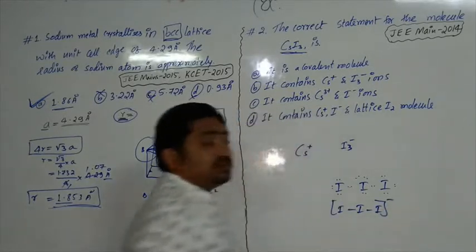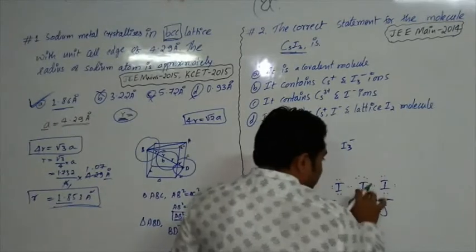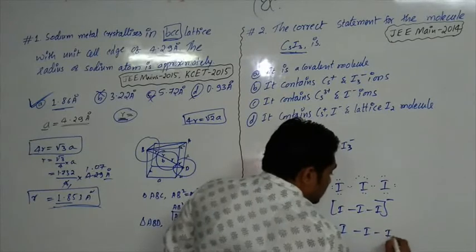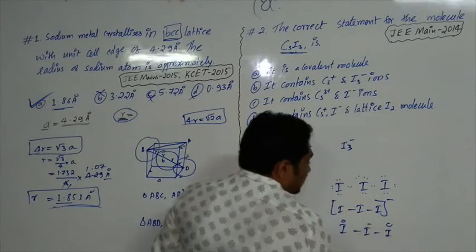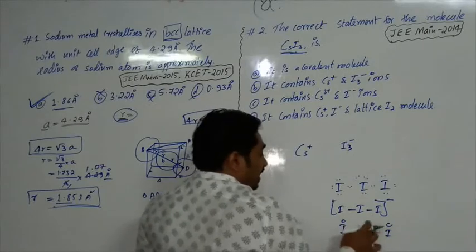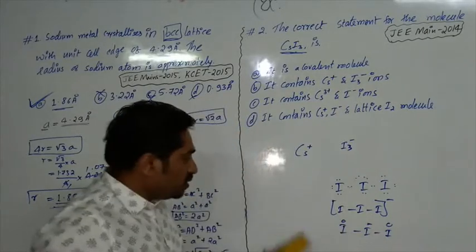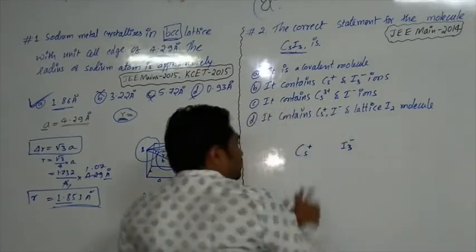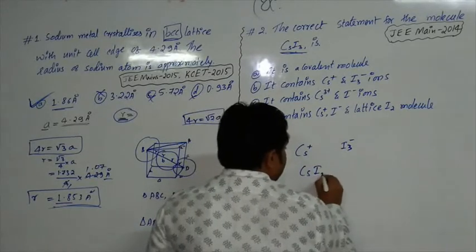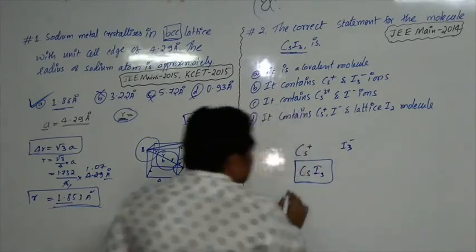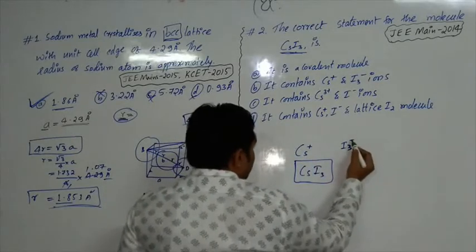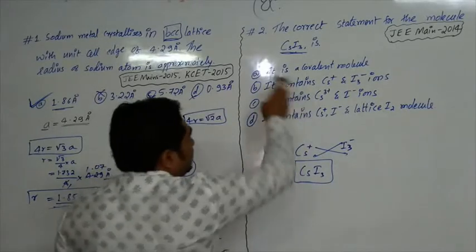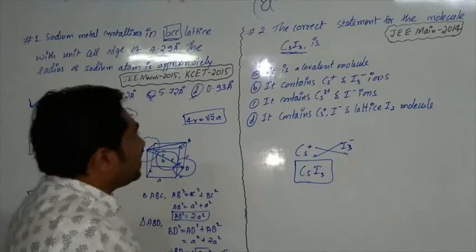The overall charge of the ion is -1. According to our formal charge calculation, the charge on this is neutral, this is also neutral, and the charge on the middle iodine atom is -1. So this is the structure of our triiodide, isn't it? So this is our CsI3 compound. Cesium is +1 and this I3 ion is -1. On cross multiplying, what I get is CsI3. So now we can eliminate the options and get the correct answer.